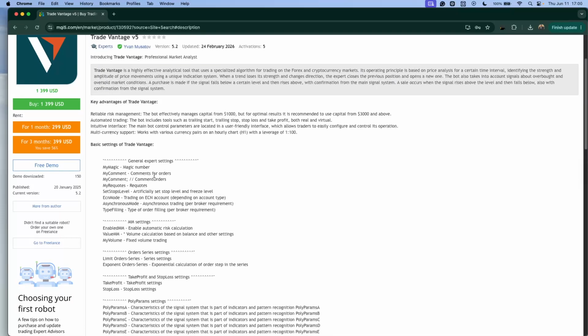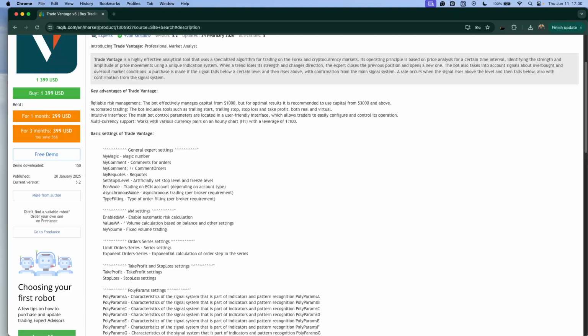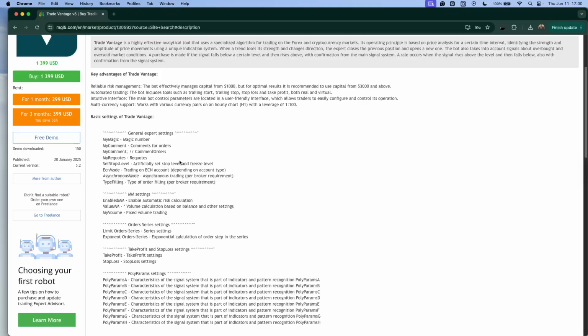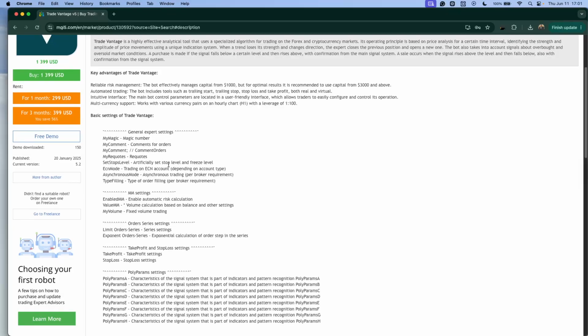Key features of this expert advisor include automatic money management, the order series with exponential steps, and there are also poly params for tuning the signal engine, and multi-pair support. Settings cover everything from magic numbers to ECN mode. Also, they recommend $3,000 and above for best results. On paper, it gives you a lot of control.